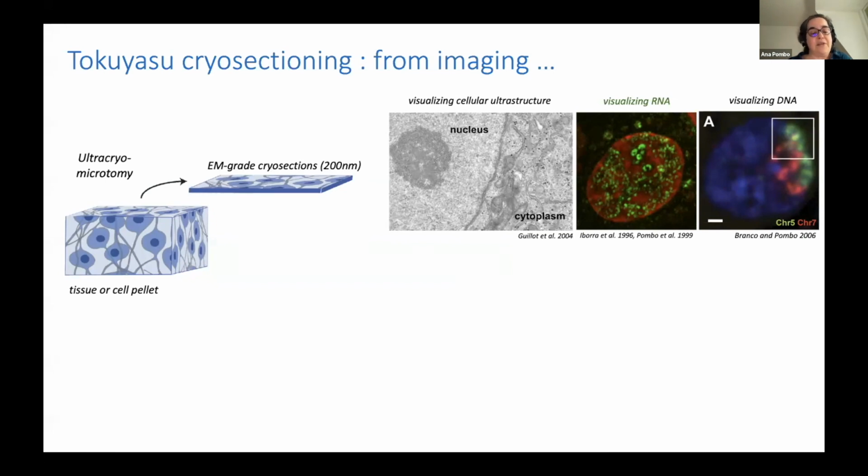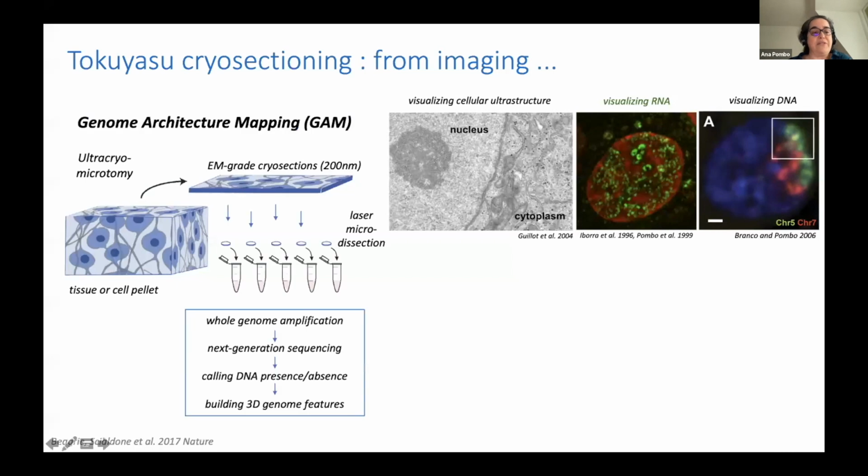And so to do this, we developed a technology that we call genome architecture mapping, where we're using exactly the same slices that still contain all the same molecules, but instead of overlaying them onto a glass coverslip or an electron microscope grid, we essentially move them to a laser microdissection film. And from there on, we isolate each of the slices by laser microdissection and essentially extract the molecular composition of the slices.